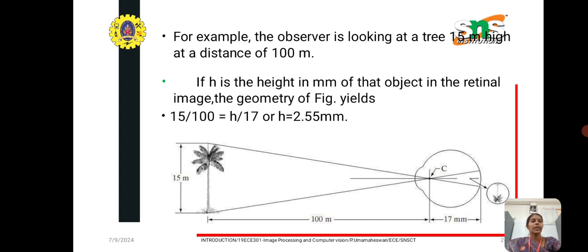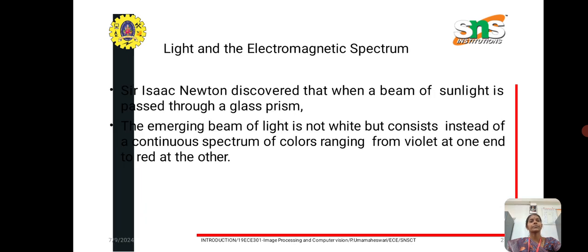So h is equal to 2.55 mm. Here this C, that is the 17 mm, shows the eye, the iris, the human eye structure. So this 15 meters, the whole height, is divided by the distance of the person who is standing away from that particular image.